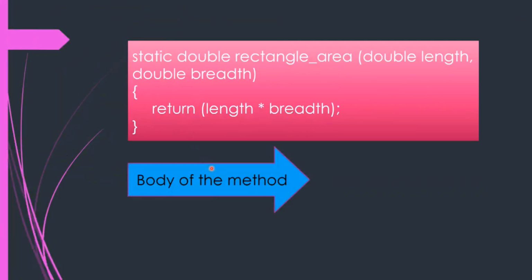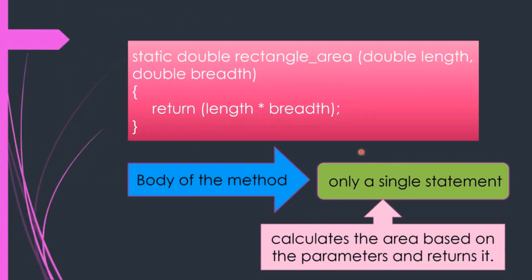After it, we are having the body of the method in which we only have a single statement. Here the statement is return length multiply breadth. Calculates the area based on the parameters and returns it. Basically, as we discussed, the return statement actually returns the value from the method. So this is the method and using this return statement, we are actually calculating the area based on these parameters length and breadth. And this return statement will return that value, means will return the area.